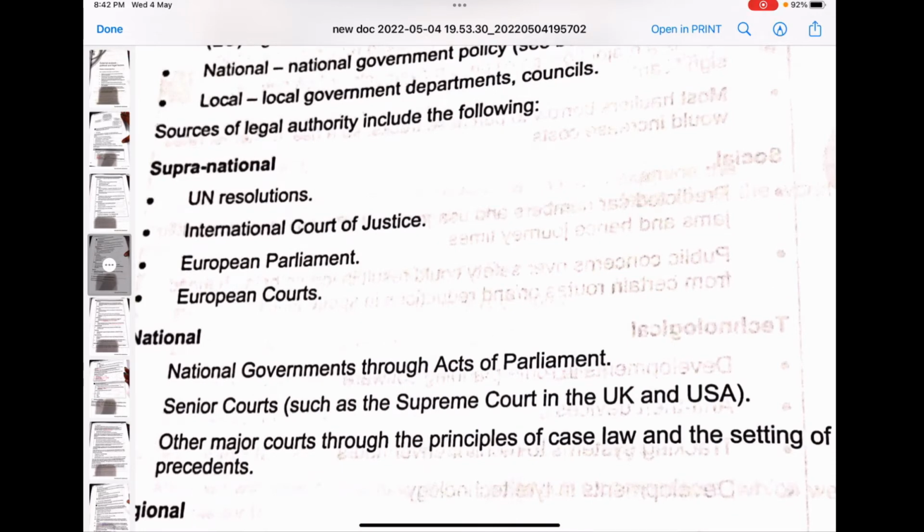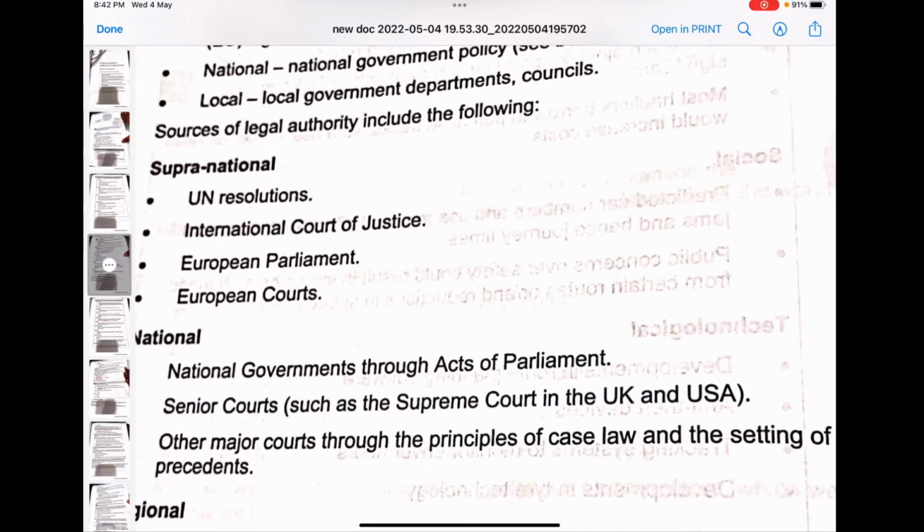Sources of legal authority include the following. There are various sources of legal authority in the UK which we are seeing. The first one is supranational. Before coming to supranational, let's see what national is. National governments through acts of parliament, senior courts such as the senior court in the UK, other major courts through the principles of case law and the setting of precedents. Organizations which come under national are inside the UK. What comes inside the UK is national.